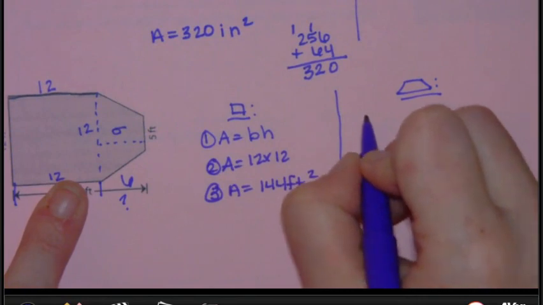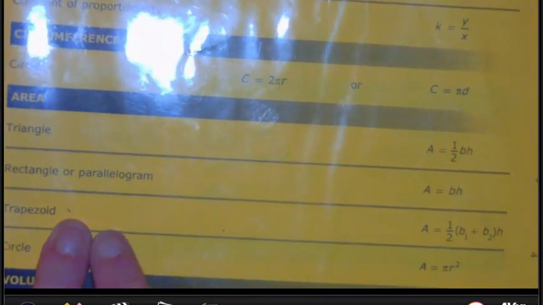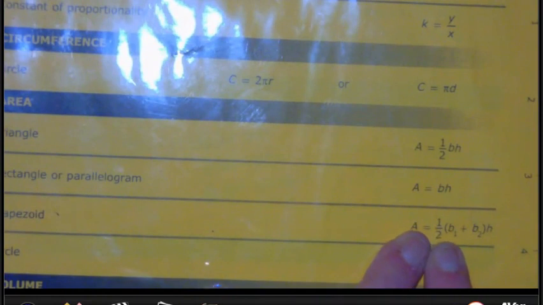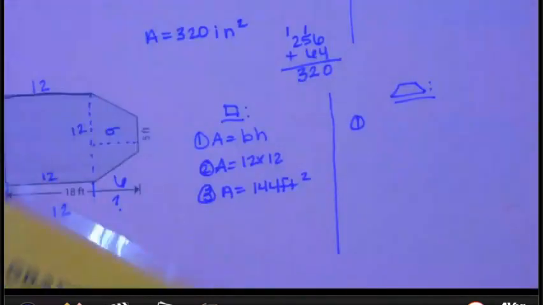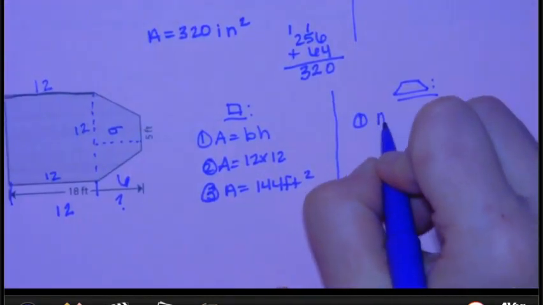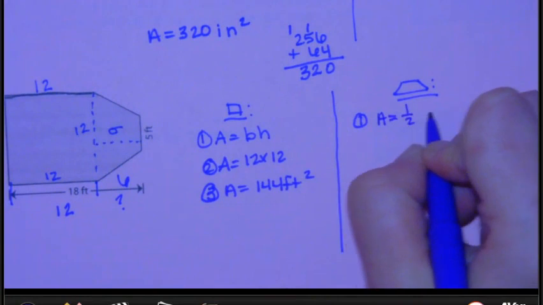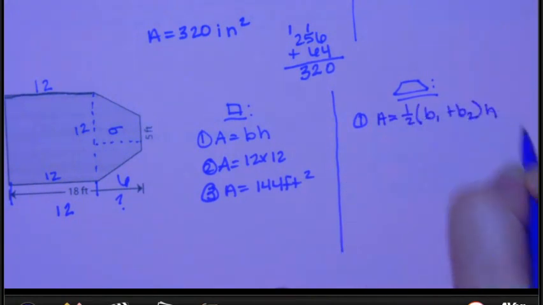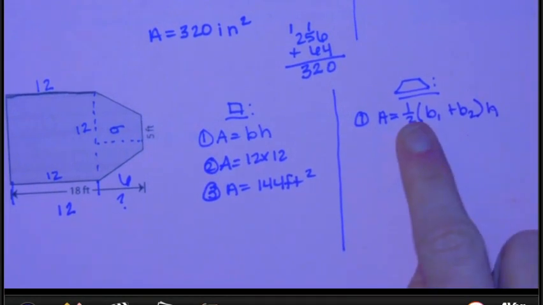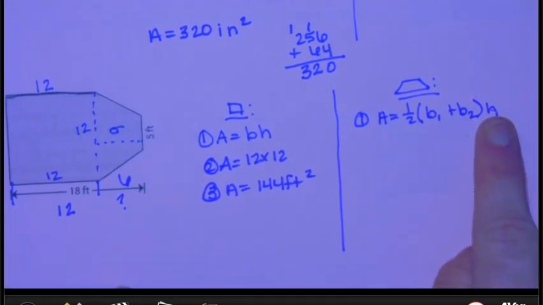Now, I have not had a trapezoid yet. So I'm going to look back at my star reference sheet. I'm going to find trapezoid underneath area. And I'm going to move my little finger over here. And I see that the formula is A is equal to 1/2 (B1 plus B2) times H. Okay. So I'm going to have area is equal to 1/2 times (B1 plus B2) times the H. So base 1 plus base 2 times the height.